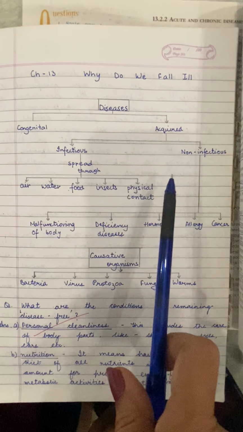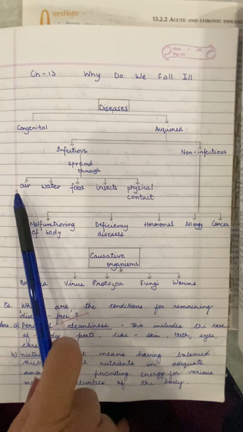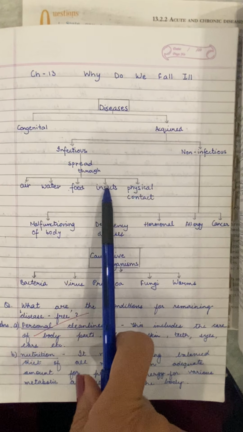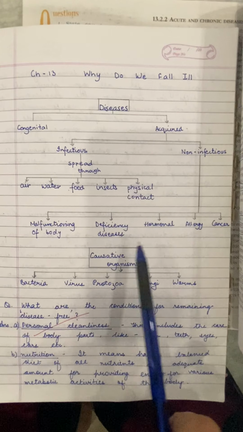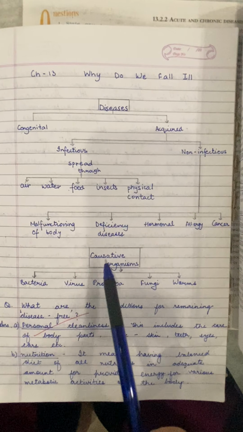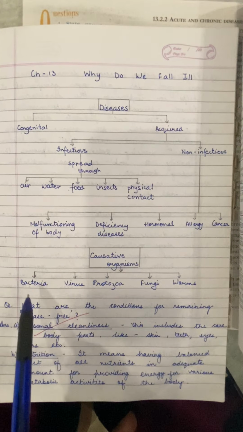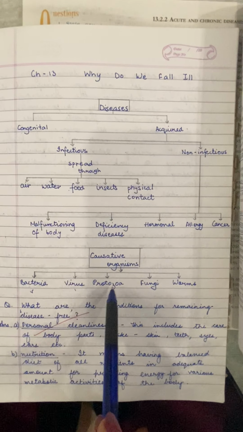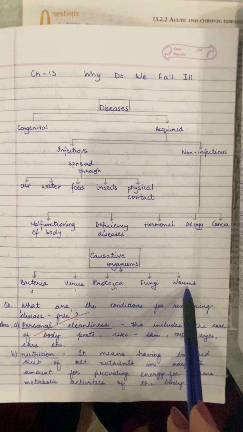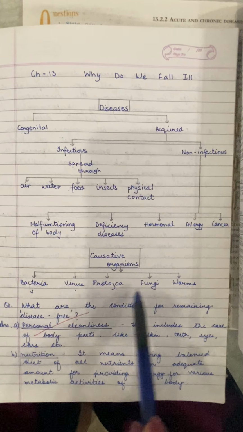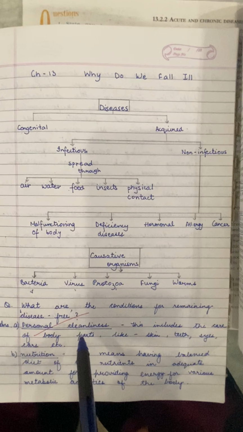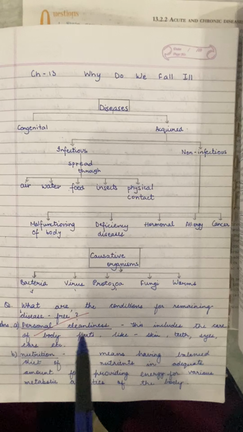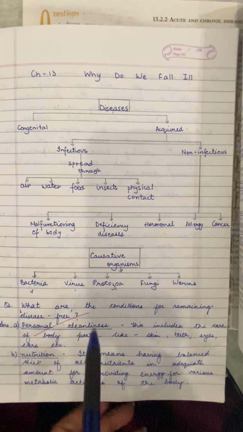Whereas for the infectious diseases, the various agents are either air or water or food or some insects and animals and even physical contact. Now, the infectious diseases, what are the various causative organisms? These are the microorganisms: the bacteria, the viruses, the protozoa, the fungi and the worms. These are the infectious agents which are responsible for the communicable diseases.